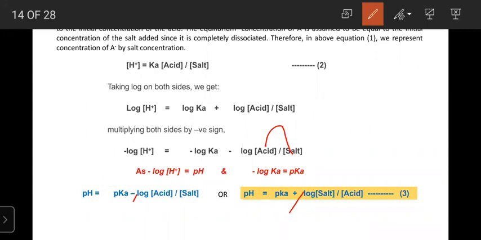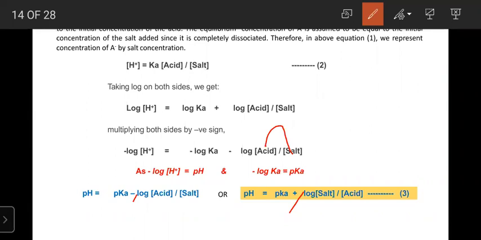Excuse me, sir, I have a doubt. When you multiply both sides by a negative sign, the whole right-hand side will become negative. So shouldn't it be plus log of acid by salt, because you are multiplying the whole thing by the negative sign?